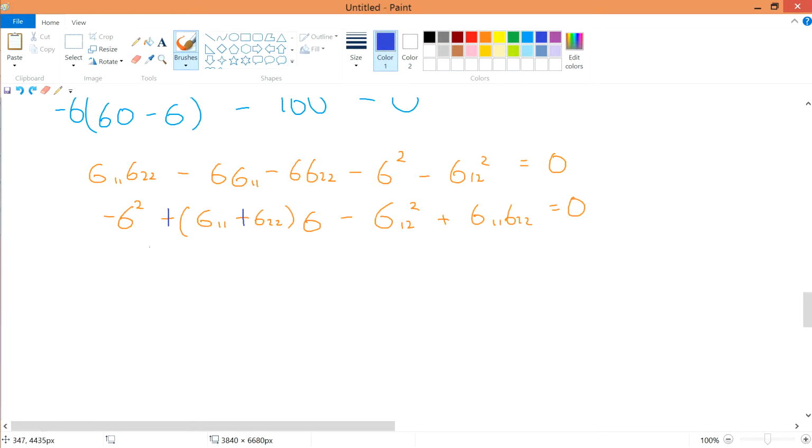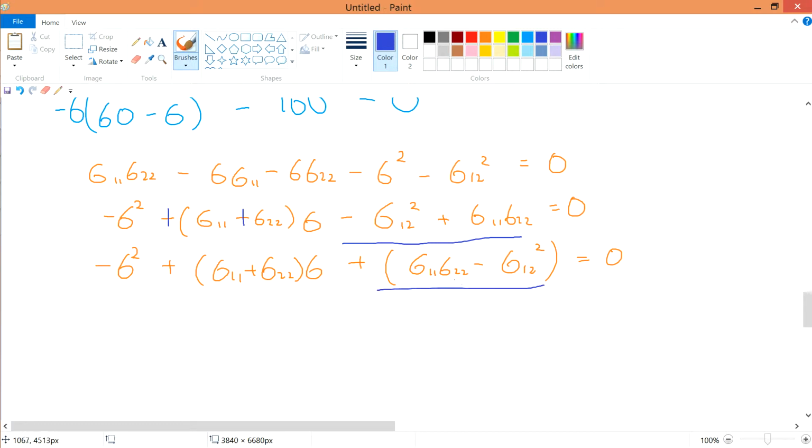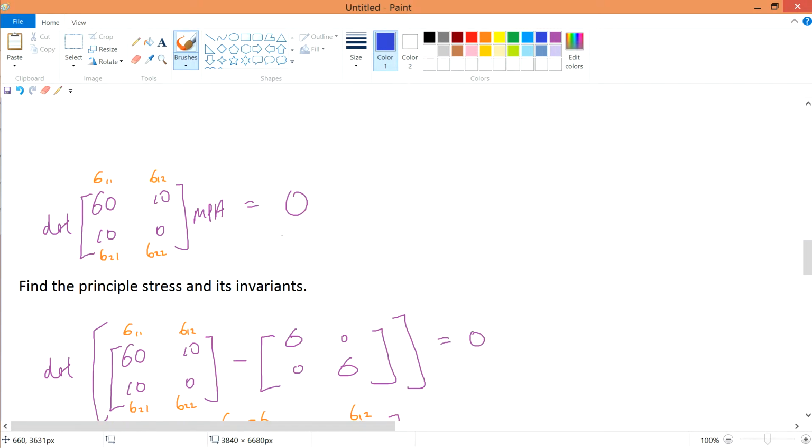As you can see, now I have this form. I'll make it nicer by sorting them out like this, rearranging only in terms of brackets. So this one is I1 and this one is I2 for a 2 by 2 matrix. And this I1 and I2, what is this? This is in fact our invariants.